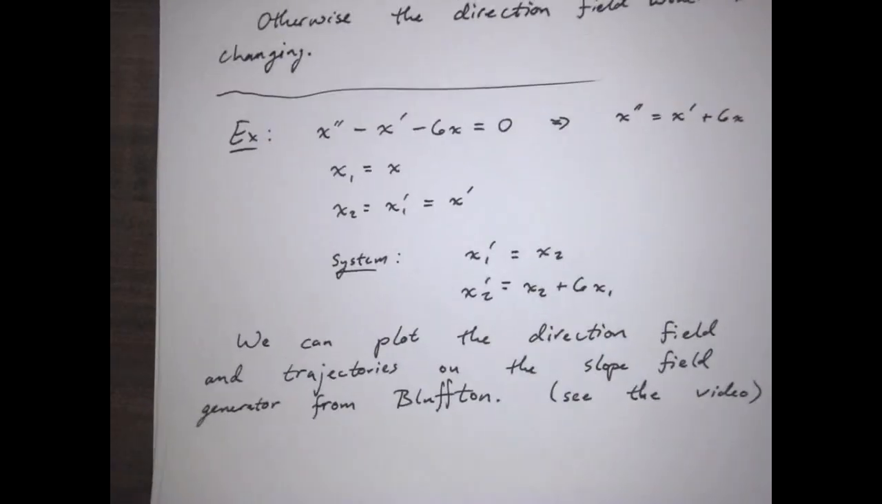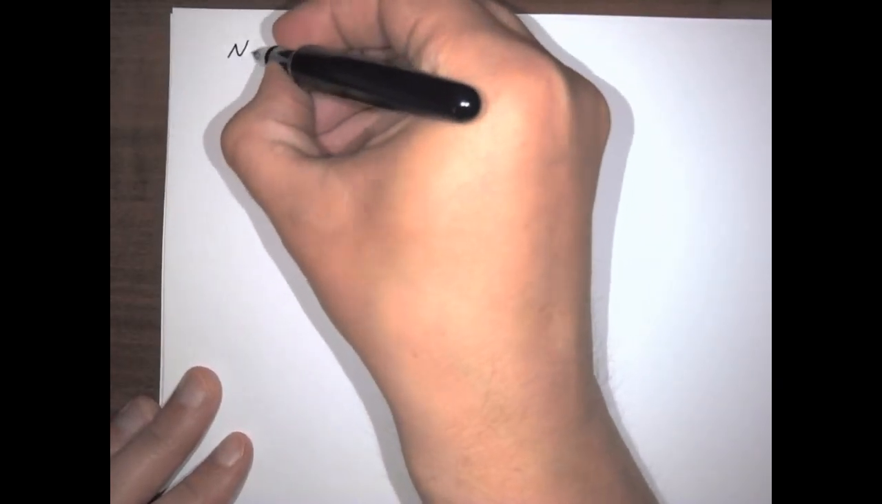Alright, and now what we're going to do is go back to the analytic side of things, the business of actually turning things into and out of systems, and we're going to take a second order system and turn it into a bigger first order system. So that's another thing we can do. So note.